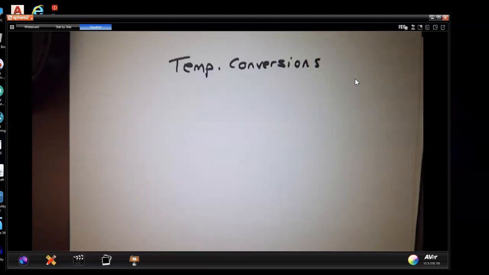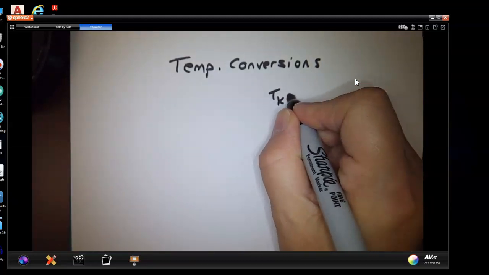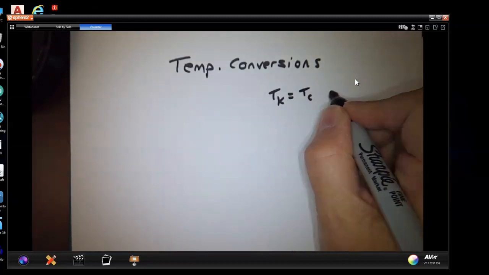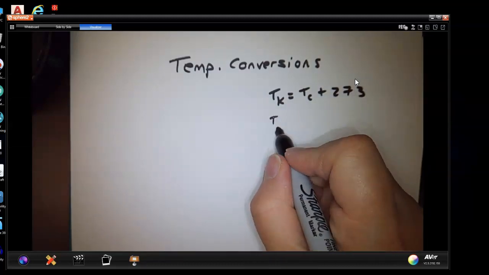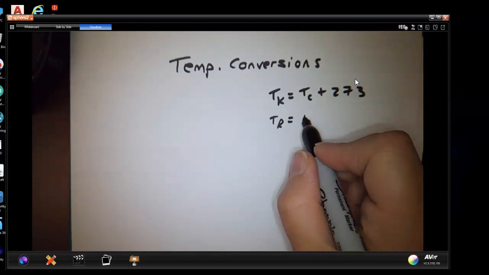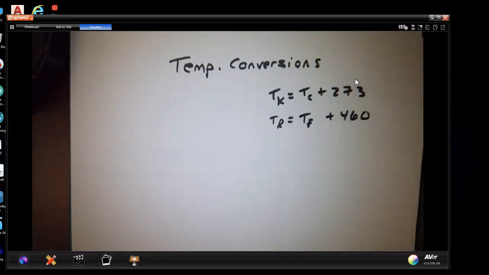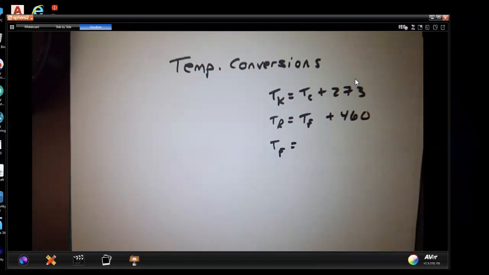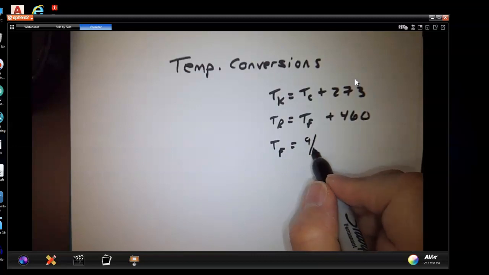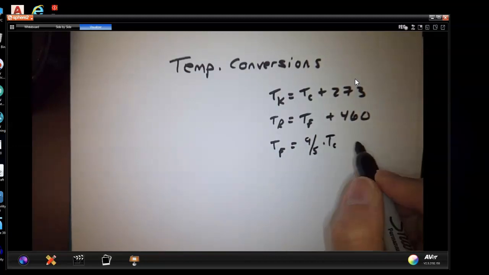Okay, so 4 quick formulas. We'll look at temperature Kelvin. We can find that from Celsius if we add 273. Rankine temperature, we can find that if we have a Fahrenheit temperature and we just add 460. So easy peasy. If we want to find Fahrenheit and we have Celsius, we do 9/5 fraction, multiply it by the Celsius temp, and then add 32.